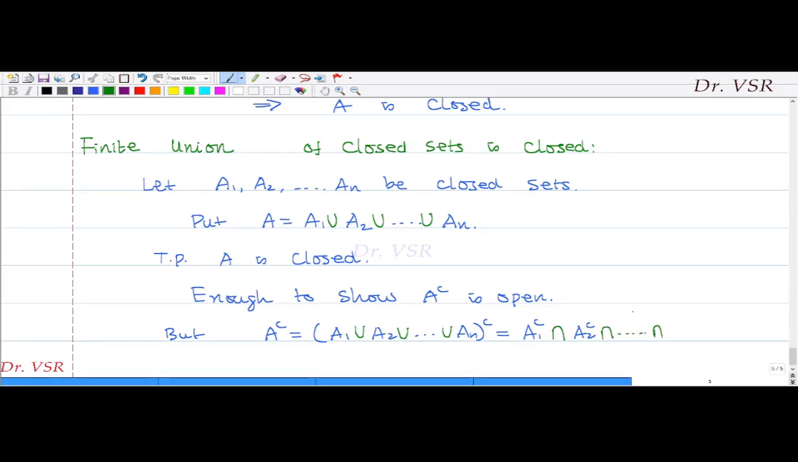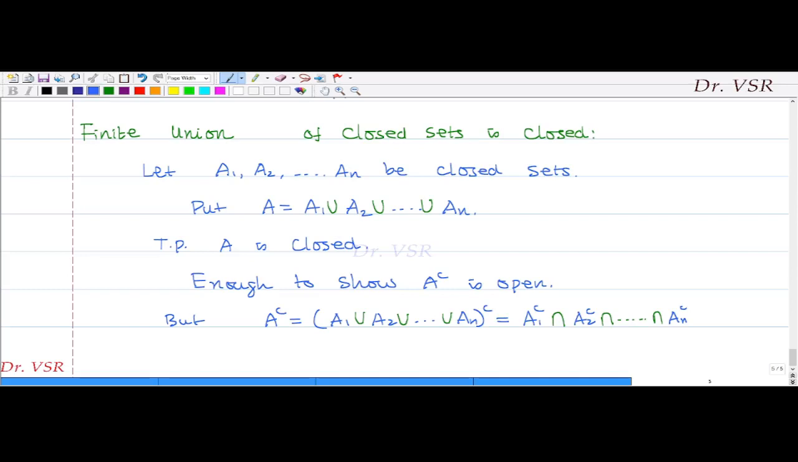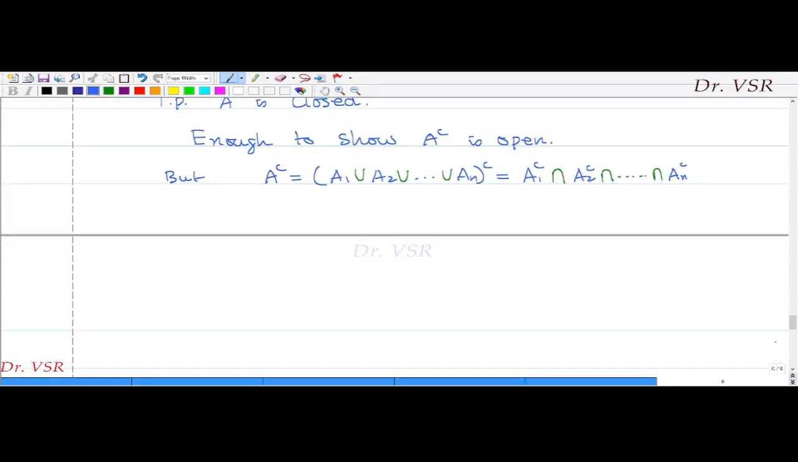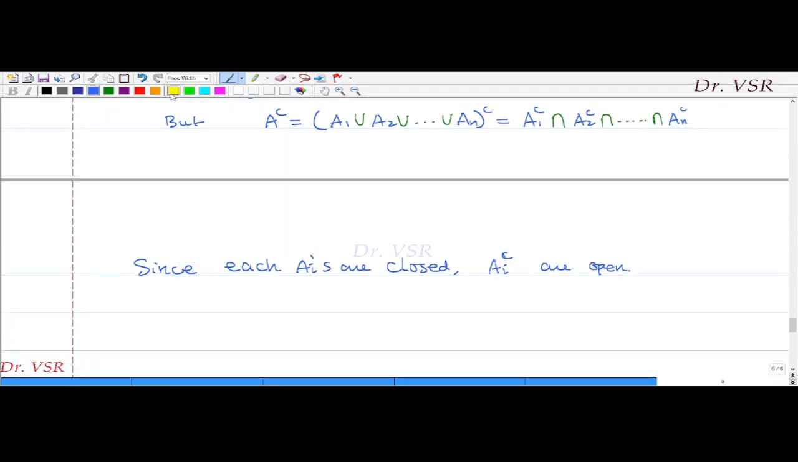Intersection with AN complement. And since each Ai is closed, Ai complement are open. So we know that a finite intersection of open sets is open.